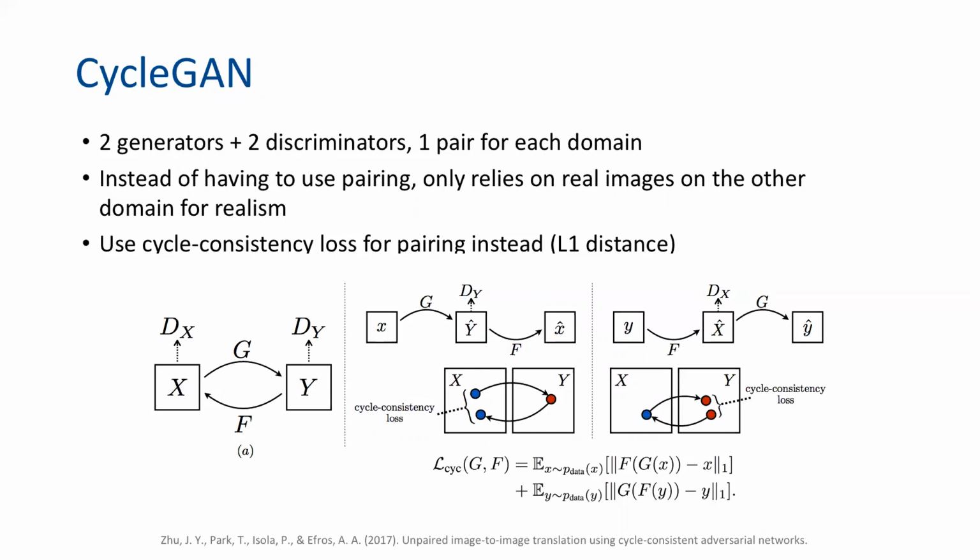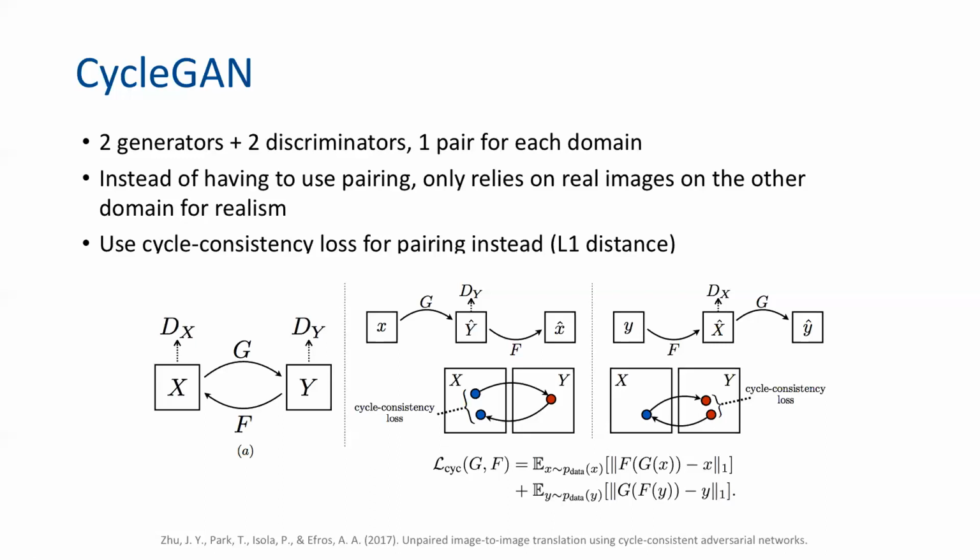Basically, if you look back at what we've done so far with GANs, we also haven't really used paired images. We've used real and synthetic. In no sense is the synthetic image similar to a particular real one. With the conditional GANs, that was a little bit different, but in the cycle GAN, we use a cycle consistency loss for pairing, which is an L1 distance.